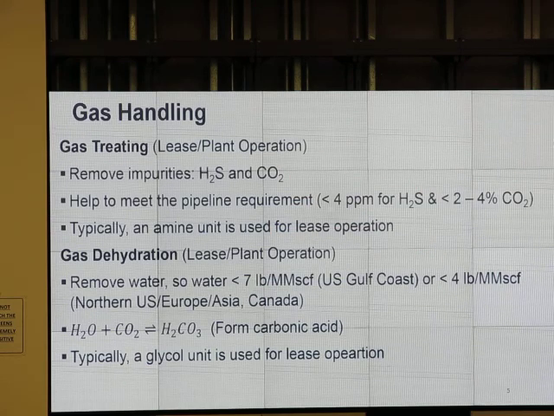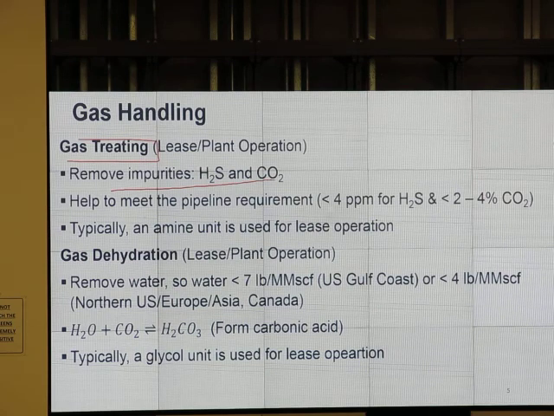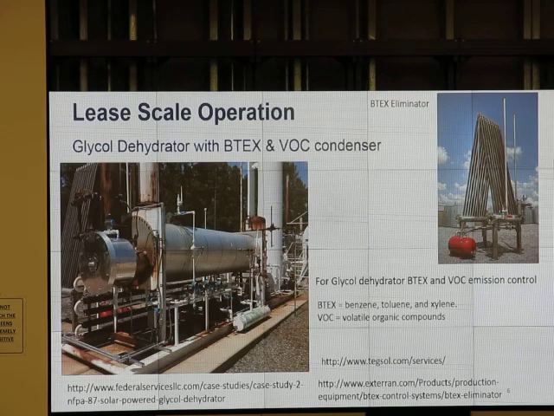On the list, we can put amine unit and glycol unit over there. Okay? So we can do gas treating at the least: remove H2S, CO2, to meet the pipeline specification. We can do dehydration, like using a glycol unit over there. And there are some other processes. How does it look like?